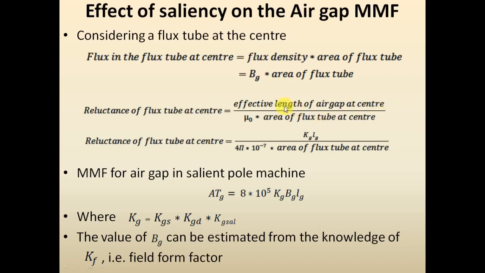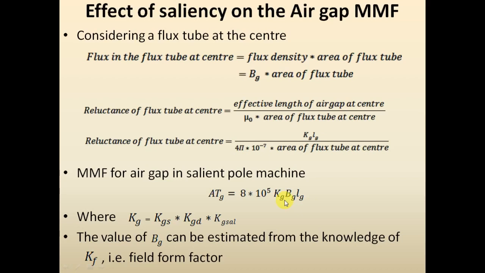So L here is the effective length of the air gap at center, which can be found out by using the term Kg into lg, and instead of mu 0 you can make the substitution 4 pi into 10 raised to minus 7, and the area of the flux tube at the center. In order to find the MMF for air gap in salient pole machine, you have to multiply this flux term with this reluctance term. By multiplying these two terms, the area of the flux tubes gets cancelled, and finally you will get the relation as 8 into 10 raised to 5 Kg Bg lg.